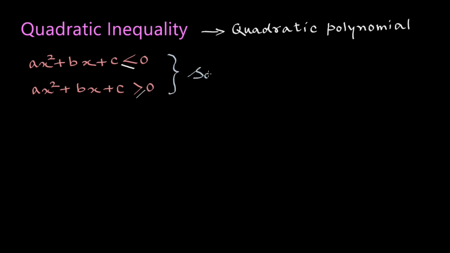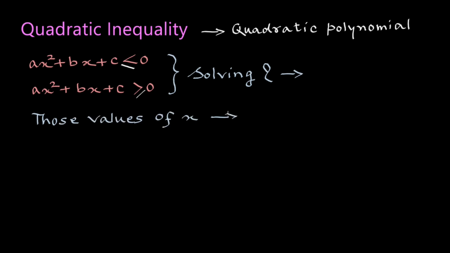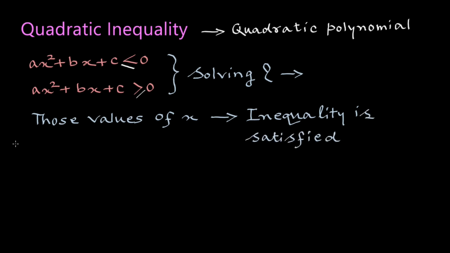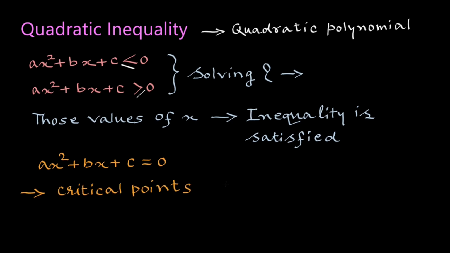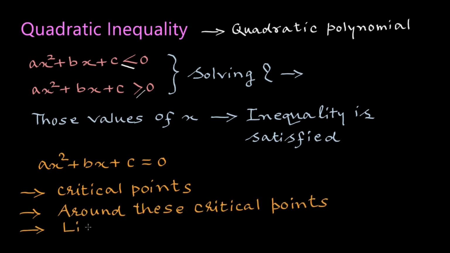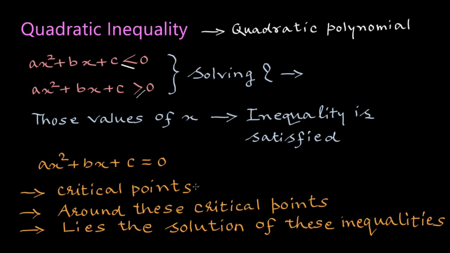Now, solving these inequalities means finding those values of x for which the inequality is satisfied. A simple method is solving the quadratic equation ax square plus bx plus c equals 0. That will give us critical points, and around these critical points lies the solution of these inequalities. Let us see how this is done.